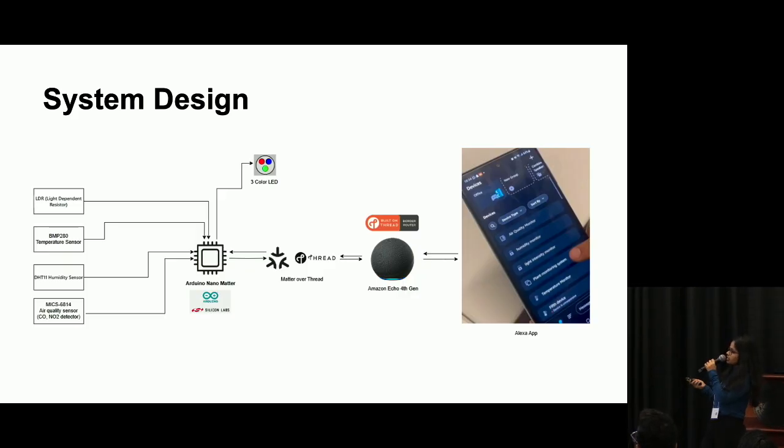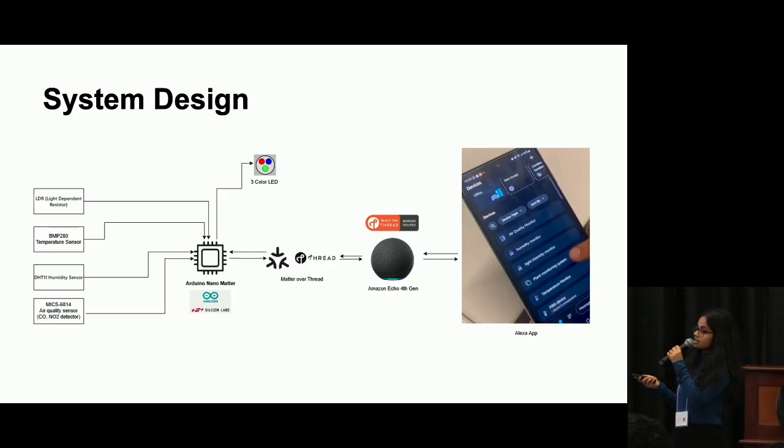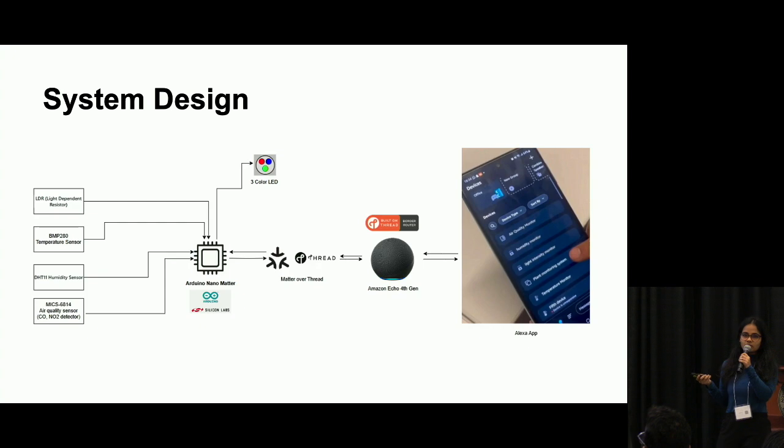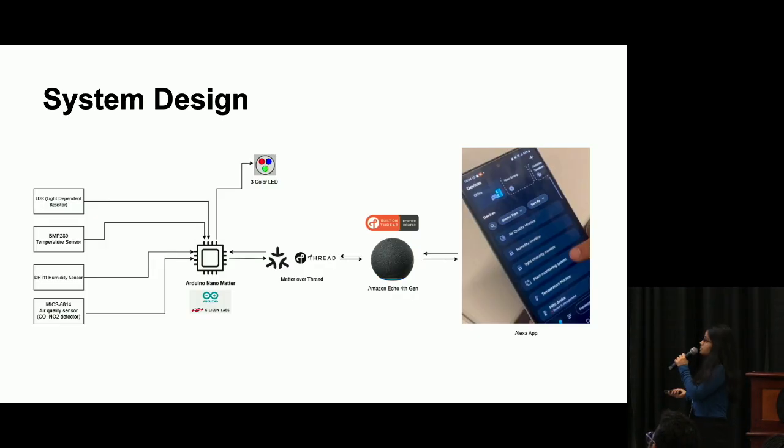These are the sensors that we're using. There's a temperature sensor, a humidity sensor, and an air quality sensor, which will measure the CO2 and NO2 levels around the plants. And there is a light intensity sensor, which will ensure that the plant is not exposed to too much light. That's the sensing part. What's the actuation here? There's a 3-color LED that we have used, which will help the users identify if there's anything wrong with these inputs.